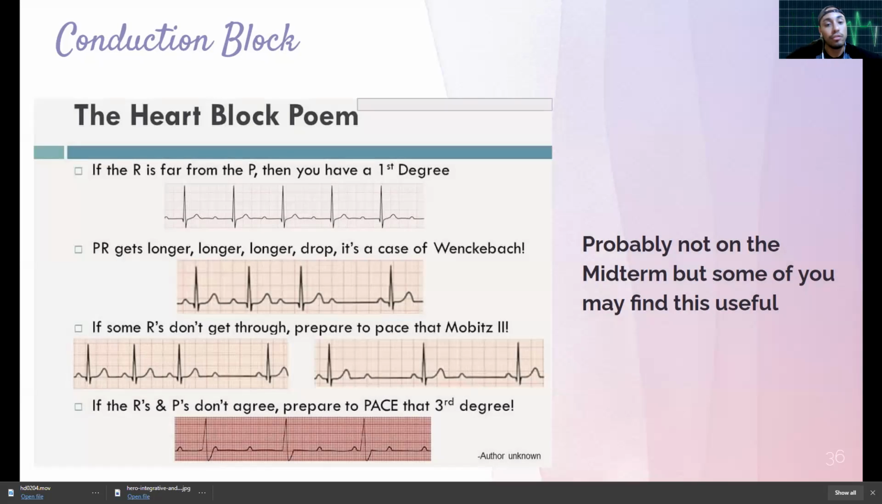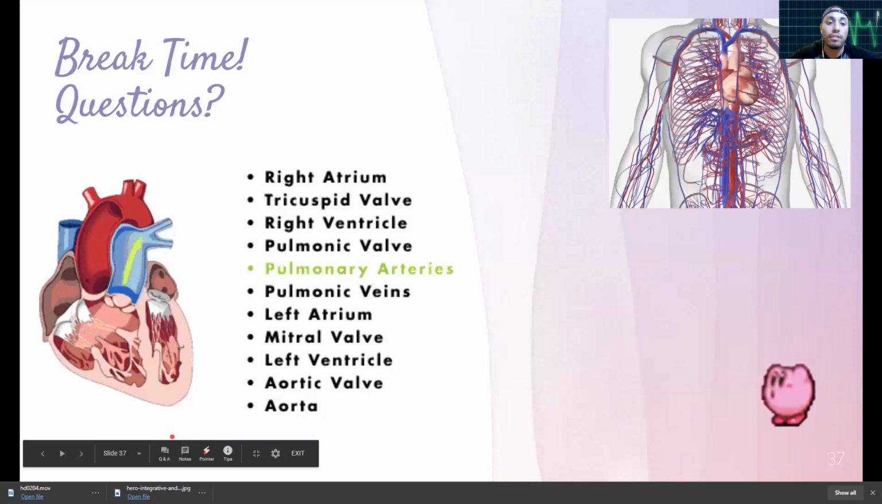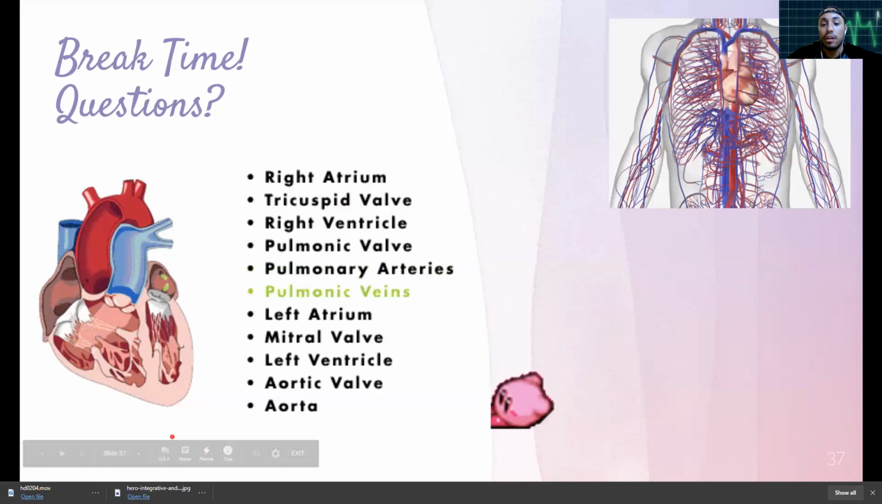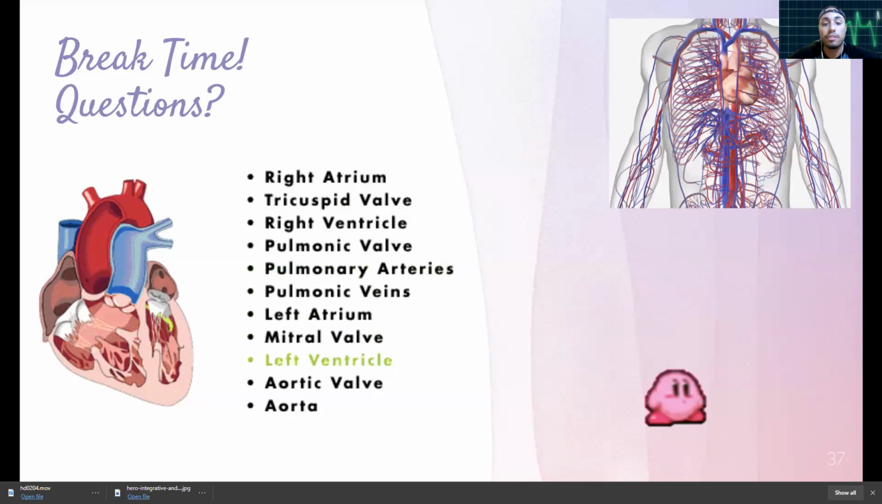Okay, I don't think this is going to be on the exam, but this is actually something that we use in medicine to try to remember which conduction block problem is happening in the heart rhythm after reading an EKG. So I put this in there for you. I don't think you need this. All right, another short break if we have any questions, but we're about halfway through my section.